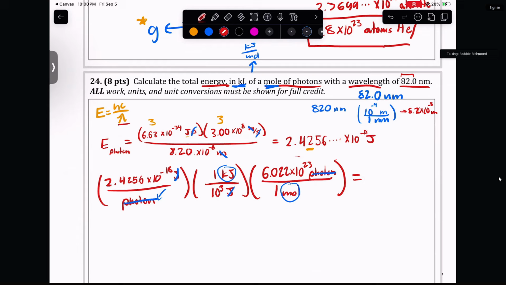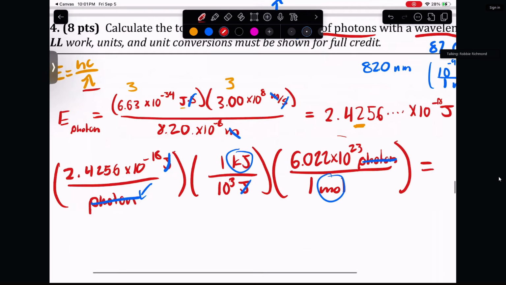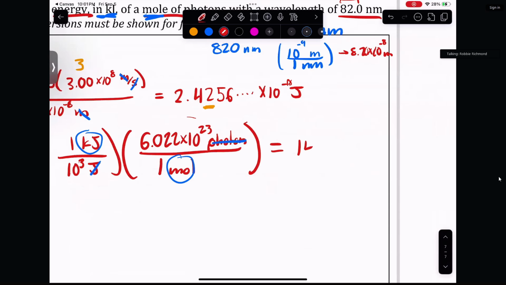Then divide it by whatever is happening in the bottom. That's just 10 to the third. I get 1,460.7, goes on for a while, kilojoules per mole.